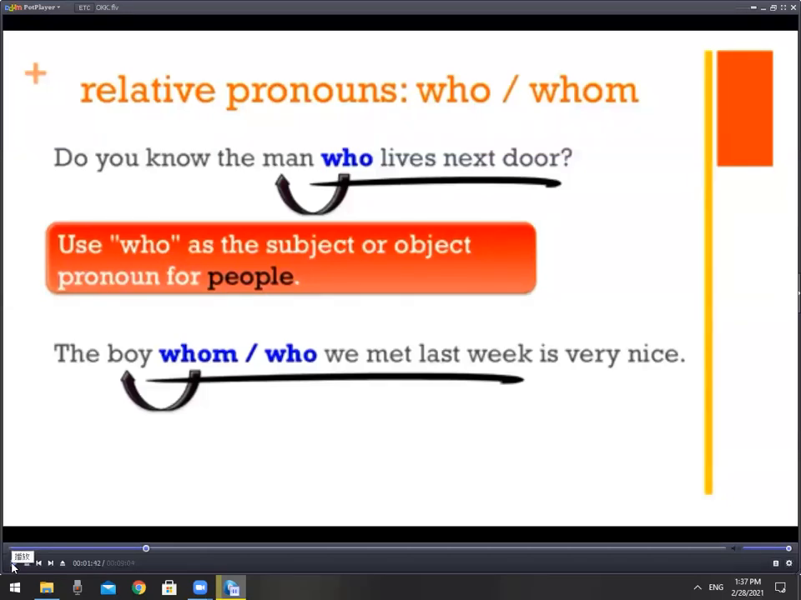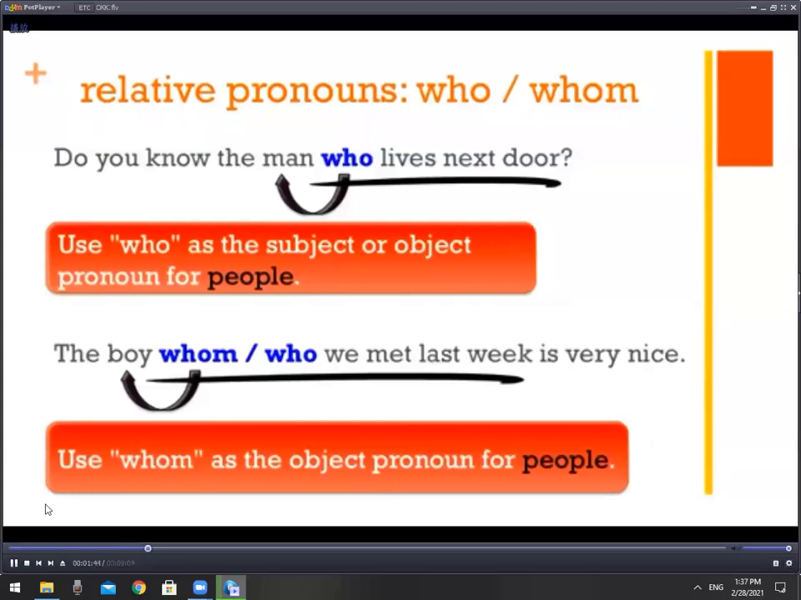Yes. Okay, continue. When can you use whom actually? Use whom as the object pronoun for people. Who can be used as subject or object pronoun. Whom only as the object pronoun. As I told you, whom only as an object pronoun. Whom is your object, we is your subject, and then met right behind the subject is your verb.